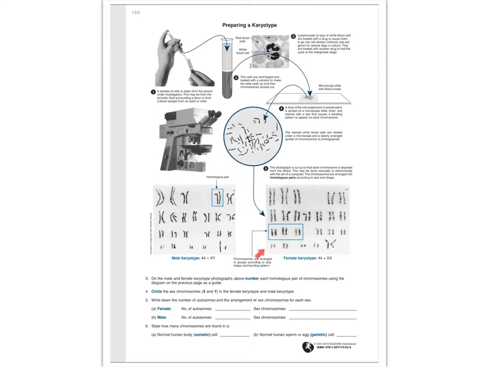And there's a female. Notice instead of an X and a Y, she has two X's. Notice the male's Y is much smaller than the X. All the others are the same size. It's the X and the Y that are different. Here's two X's and here's an X and a Y. So you can write that down, write down the number.